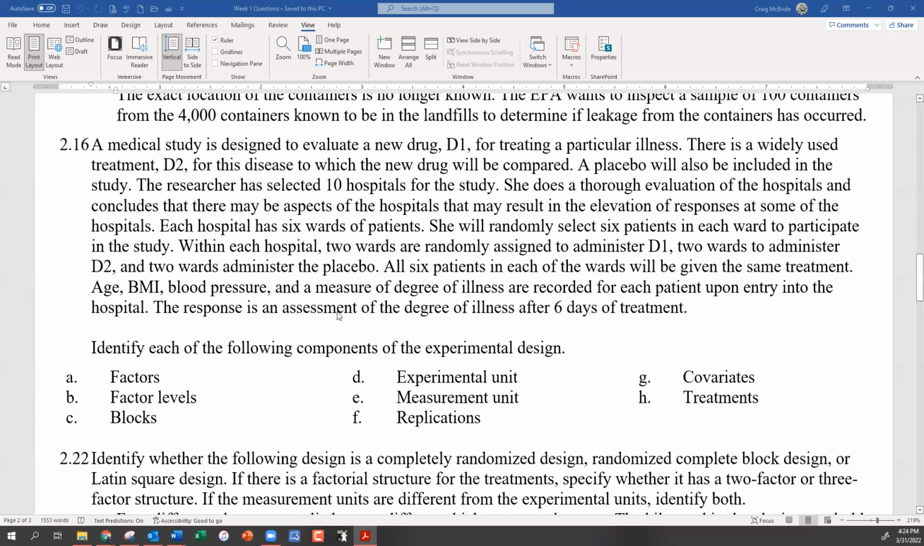And it's recorded for each patient upon entry into the hospital, right? And then the response is an assessment of the degree of illness after 6 days. So you can see that she's trying to control for the differences in the hospitals by getting that pre-measurement baseline. Not only is she measuring their degree of illness before they start treatment, but she's also measuring these other things that she thinks might be a confounding variable, like their age, their BMI, and their blood pressure. And then if she thought there were other aspects of the hospital that were a big difference, she'd want to measure those as well or capture those as well.